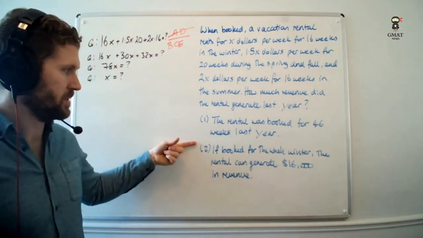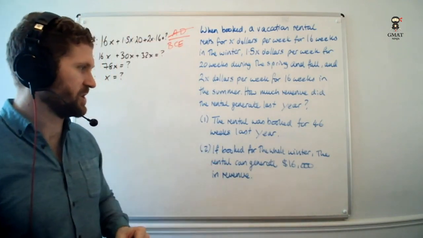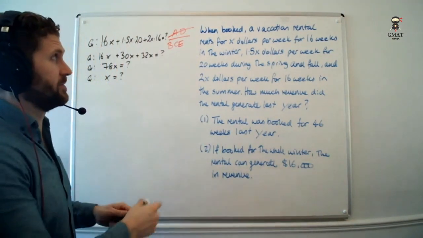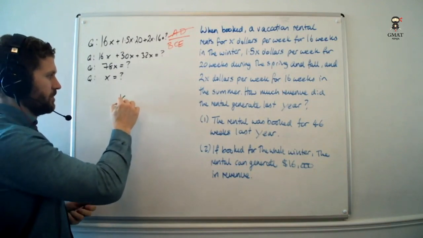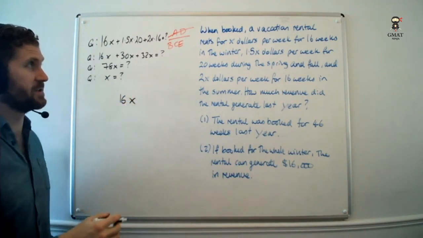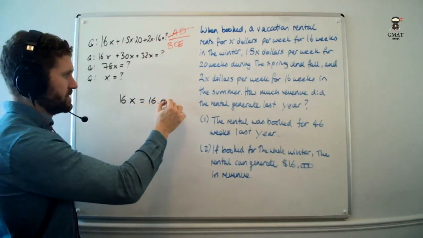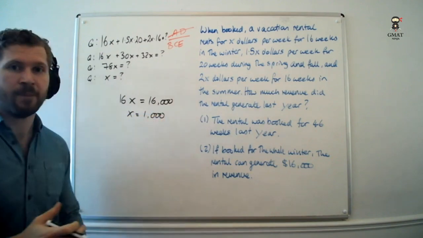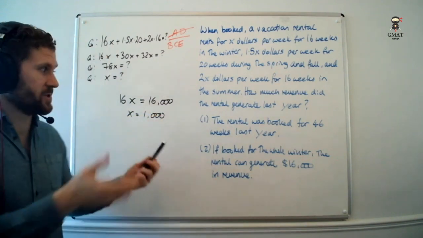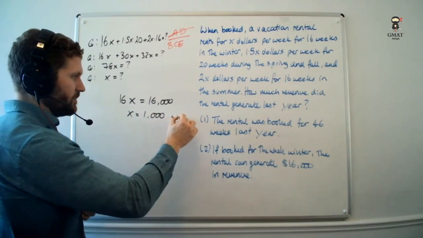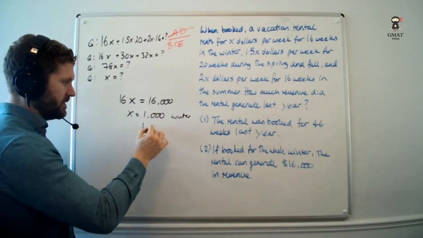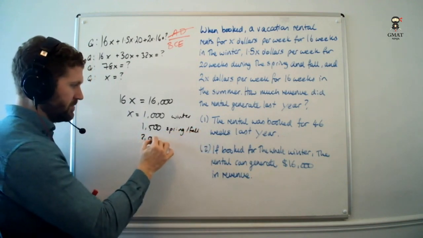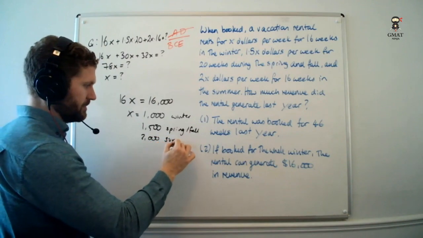Now, number 2 tells us if it's booked for the whole winter, the rental can generate $16,000 in revenue. And this is the sort of thing that can be a little bit helpful. If it's booked for the whole winter, then that's 16 weeks of winter at X dollars per week, and that would equal 16,000. Well, the 16s would cancel and X would be 1,000. So at this stage, I know that X is 1,000, so I know that we make $1,000 per week in the winter, $1,500 per week in the spring and the fall, and $2,000 per week in the summer.